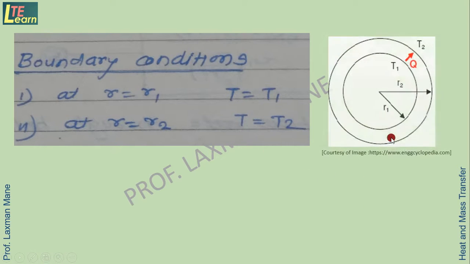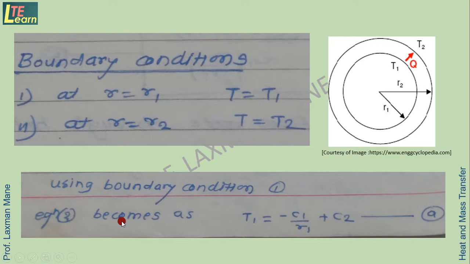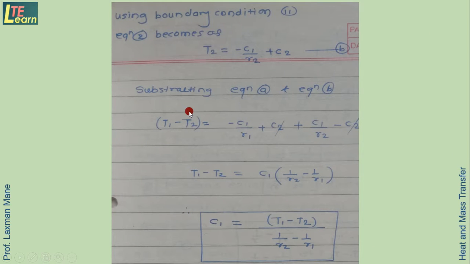Now we will use boundary conditions. These boundary conditions are the same as for the hollow cylinder, so directly we will go to the next point. So equation 2 becomes, by using boundary condition 1, T is equal to T1. We write the right side here, C1 upon R, at that place R1 we write, minus sign is there already. Then using boundary condition 2, equation 2 becomes T2 is equal to equation B.